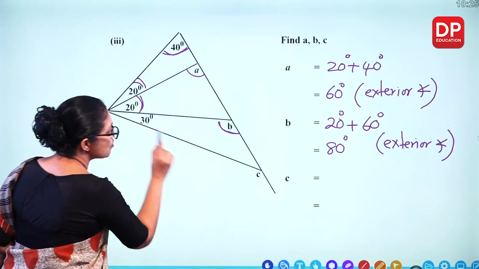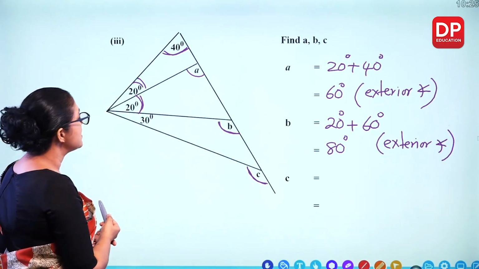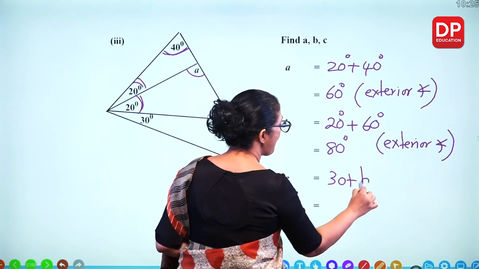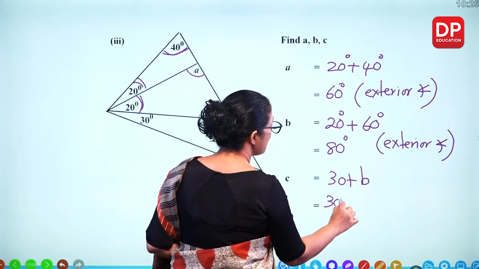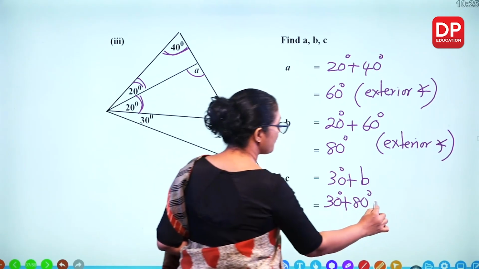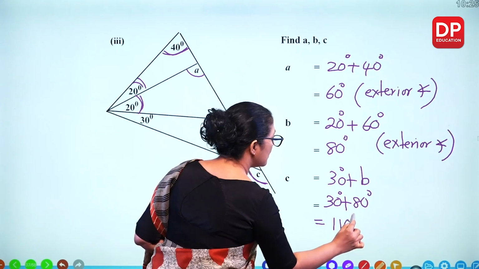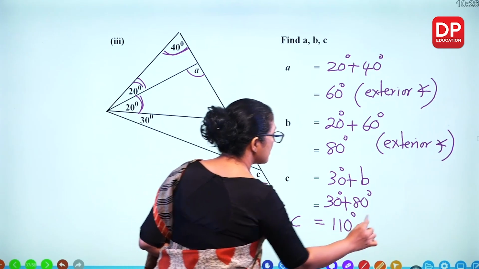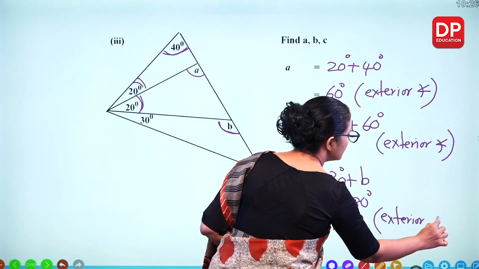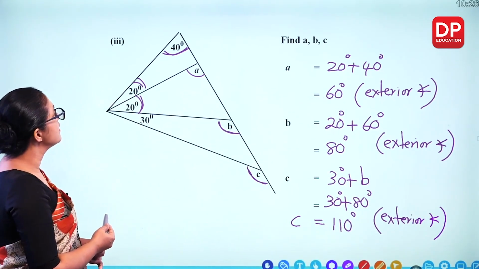When you take this triangle, this is the exterior angle and these two are the opposite interior angles. So C is equal to 30 plus B. So 30 plus 80, you get 110. So that's also using exterior angle. C is 110.